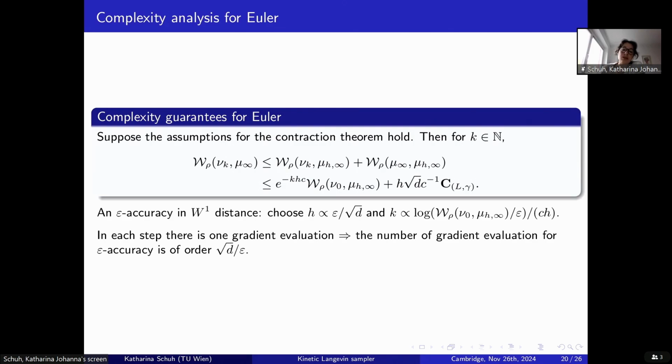And in particular, that means that if we do one gradient evaluation in each step, then we can give an estimate of how many gradient evaluations we need to do to obtain an epsilon accuracy. And this is just of order square root d over epsilon.